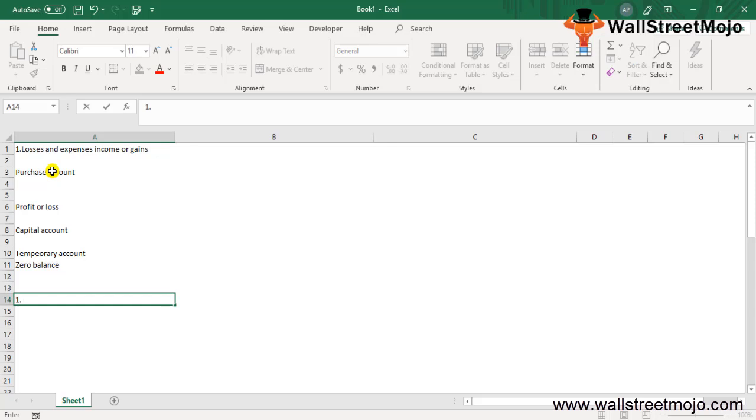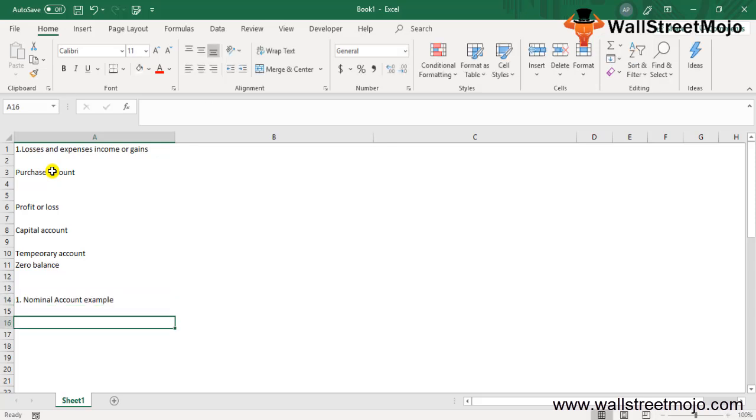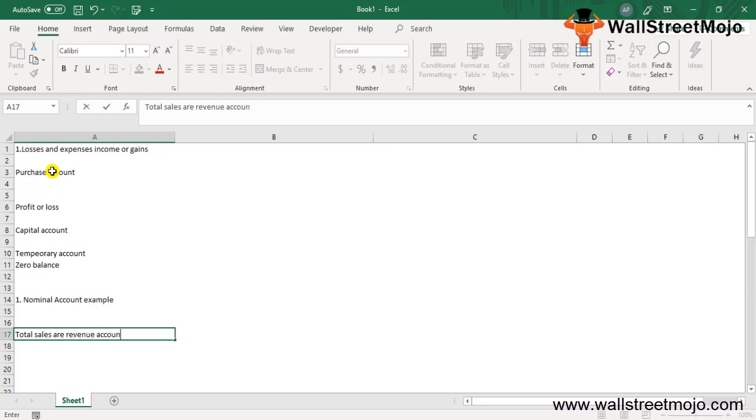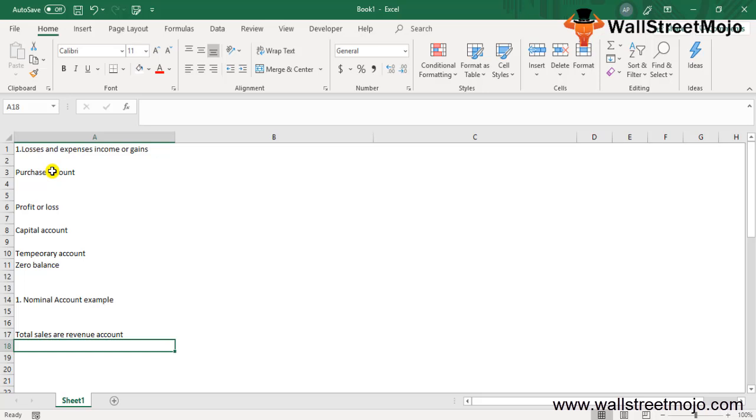Let's begin with the nominal account example. Let's consider a temporary account like the sales account, which is open for recording the sales of goods or services during the year. At the end of the financial year, the total sales are transferred to the revenue account, which again at the end of the year is transferred to the income statement account. And at the end, the positive and negative changes, revenue minus expenses, are transferred to the permanent account balance in the balance sheet.